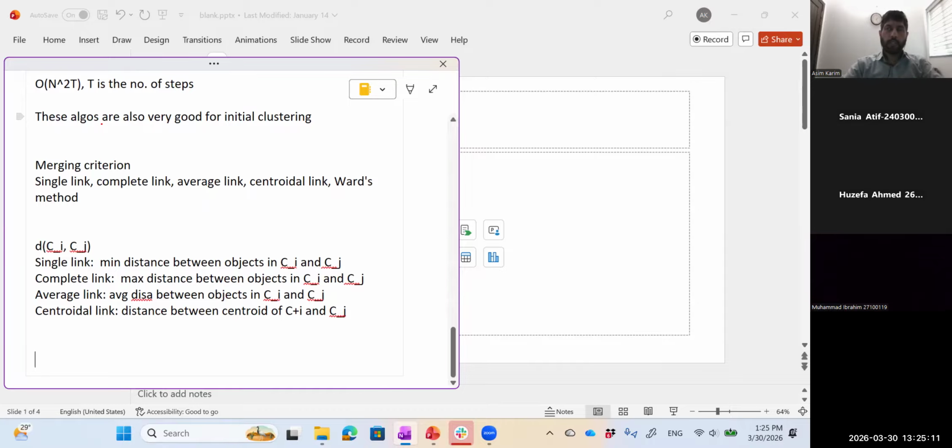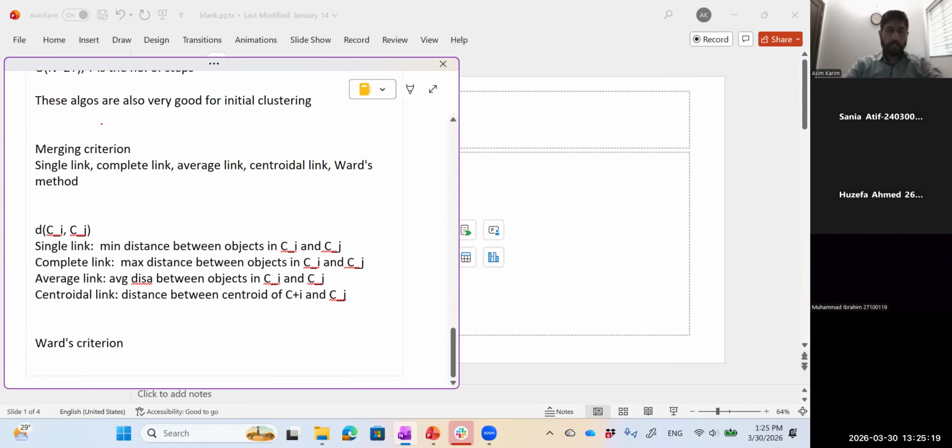Okay, so there is Ward's criterion, or method. This is based on variance. So in other words, we'll join those two clusters that will cause the least increase in variance.